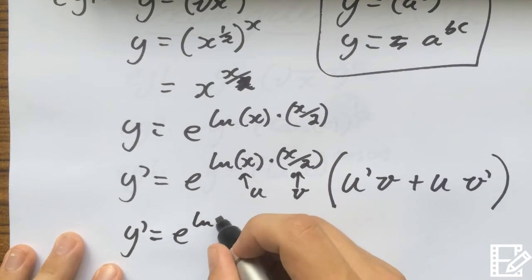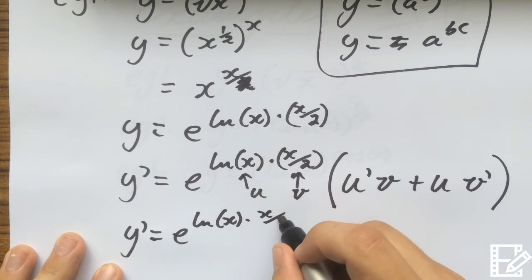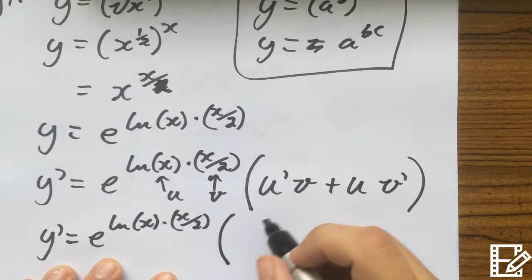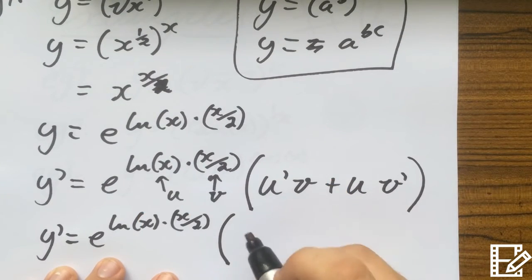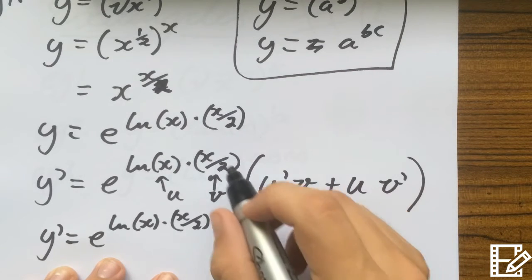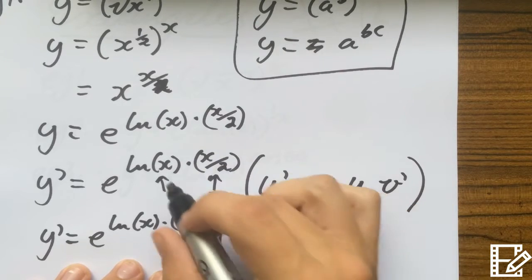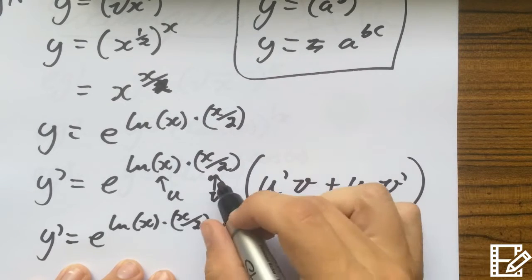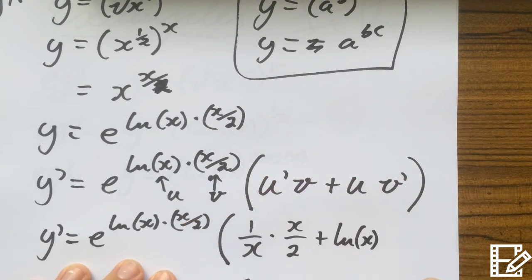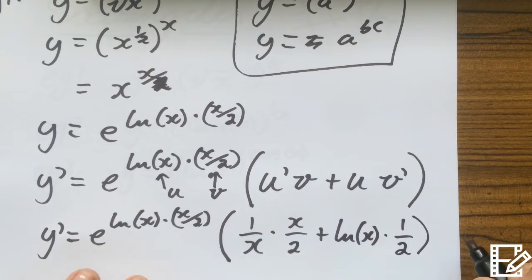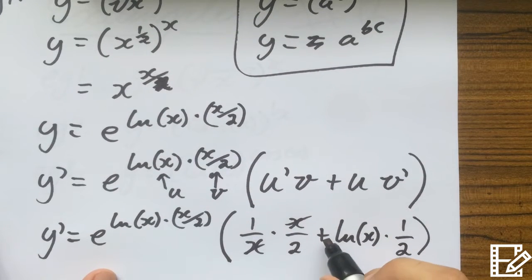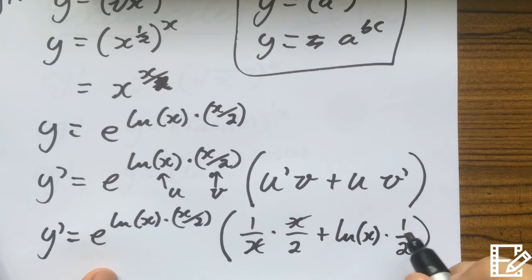This bit stays the same. This bit's different. So u dash. If u is ln of x, the derivative is 1 over x. V is x over 2, plus u, which is ln of x, and v dash. The derivative of x over 2 is half. Okay? So, these x's will cancel each other out because an x divided by an x equals 1. So we're left with a half plus ln of x multiplied by a half.